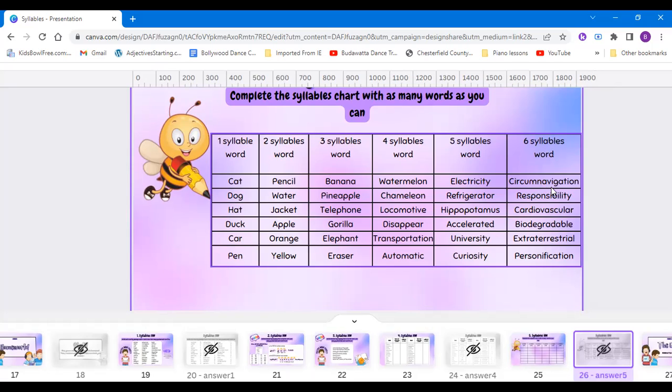Circumnavigation means going around something. For example, if you went around the world, then we can say you circumnavigated the world. Cardiovascular means something that is related to the heart. For example, cardiovascular exercise is like exercising for your heart.